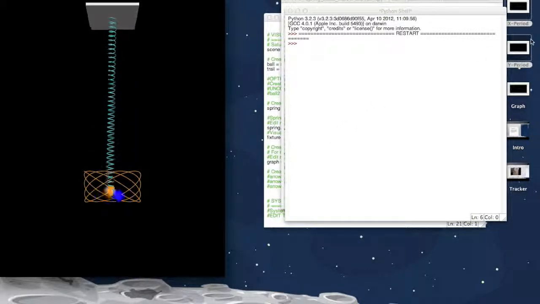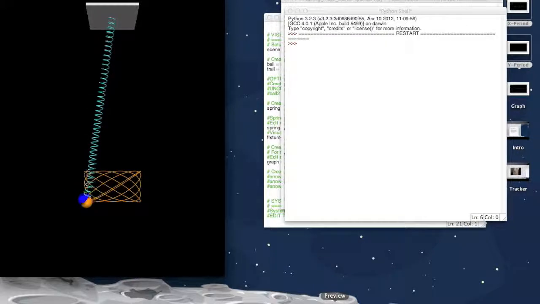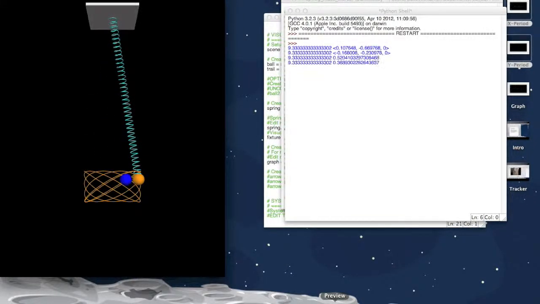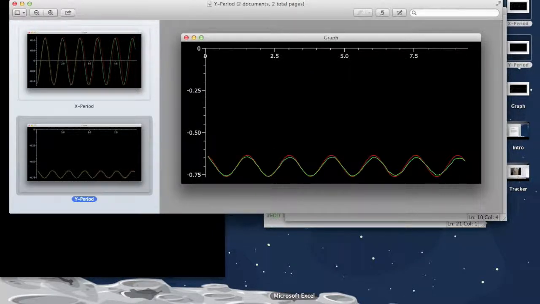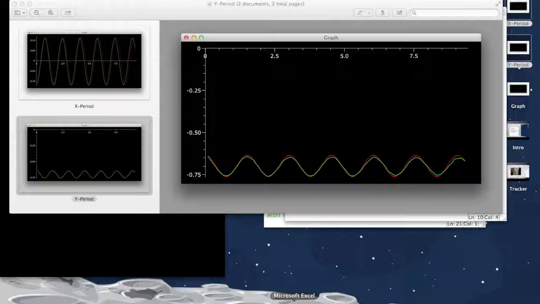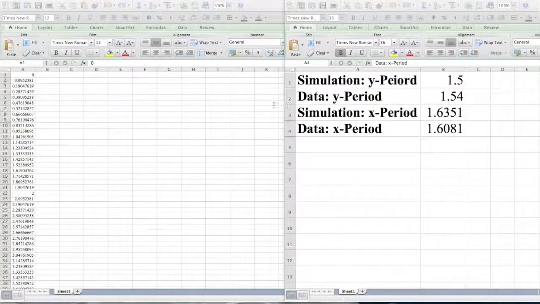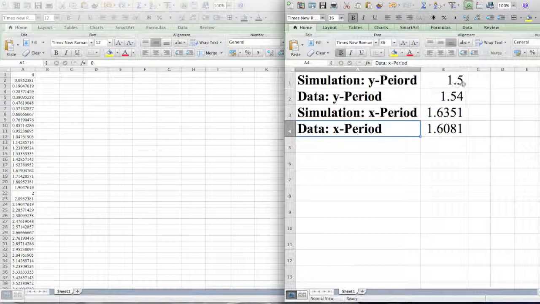From this, we were able to come up with 2 graphs, being an x position versus time graph and a y position versus time graph. Here we can calculate the period with respect to both x and y. Now, it should be noted that the simulated period with respect to y was 1.5 seconds, and with concern to the actual data was 1.54 seconds. The simulated period with respect to x was 1.6351 seconds, while the actual data provided 1.6081 seconds.